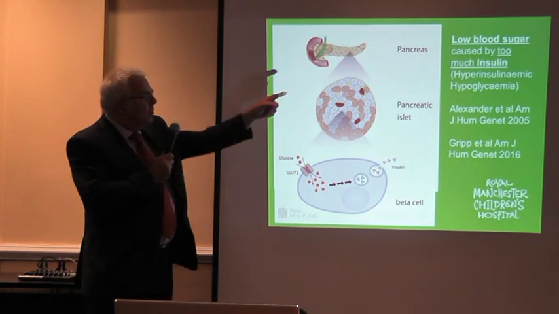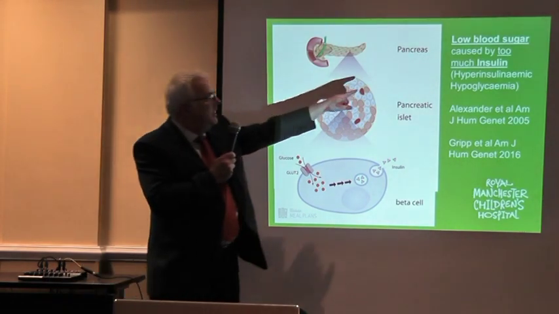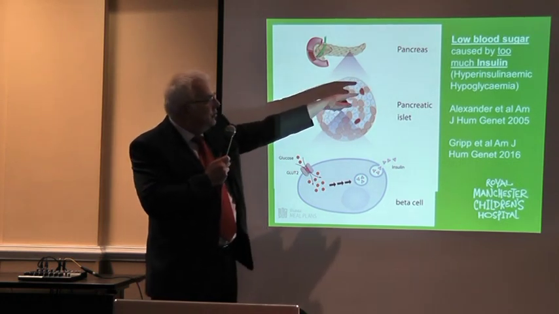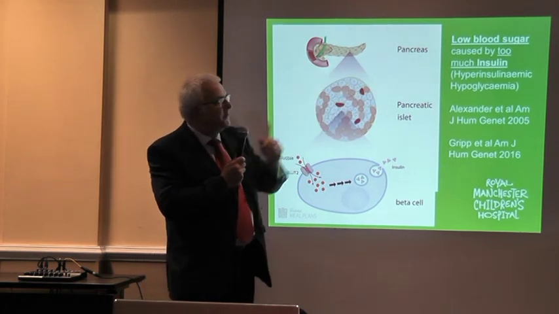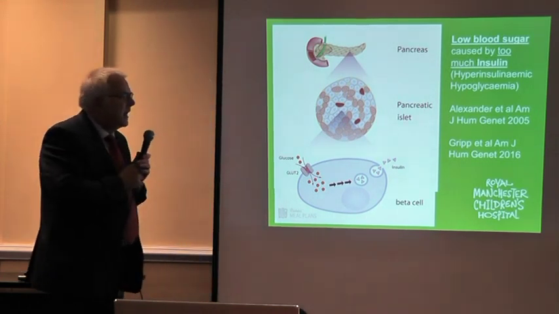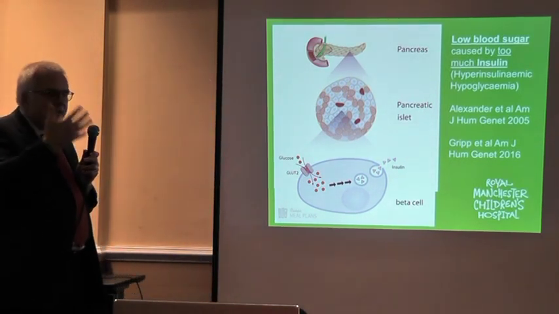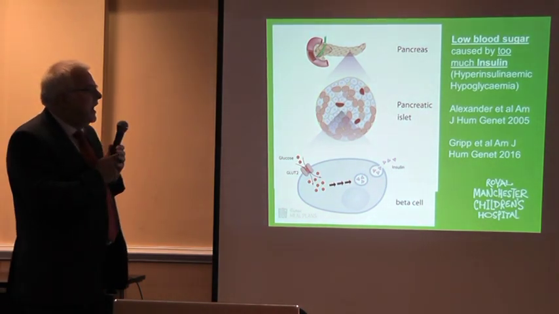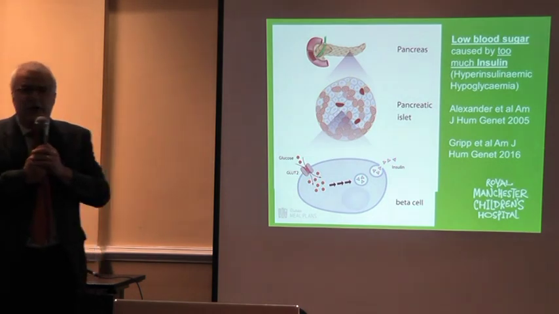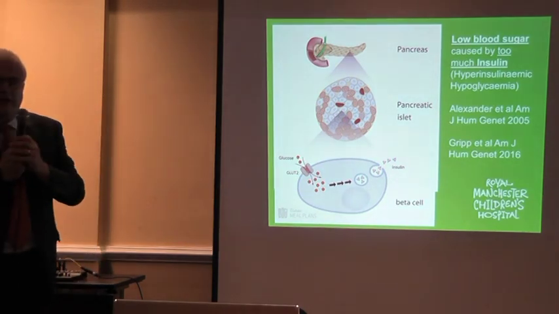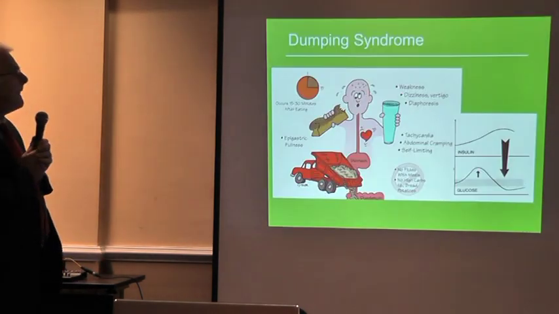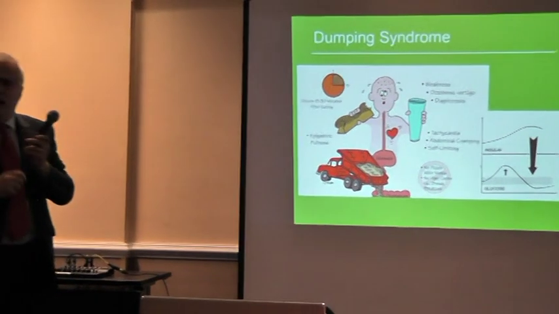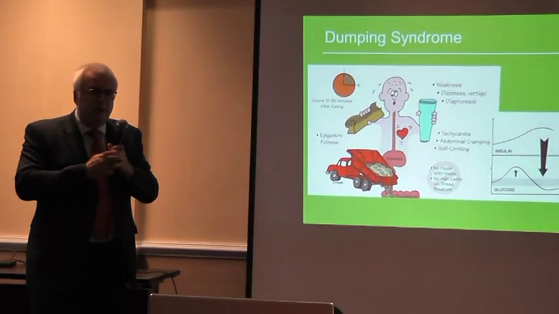And that is called, rather long words, hyperinsulinemia, too much insulin in the blood, causing low blood sugar. Hyperinsulinemic hypoglycemia. You might hear that phrase or hear HH as the abbreviation. And there are a couple of publications around HH in Costello syndrome.